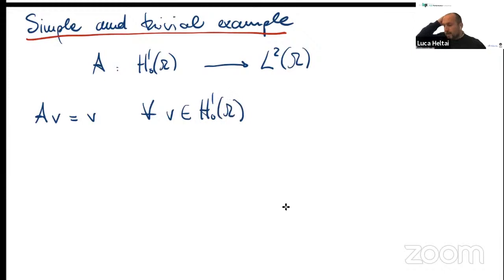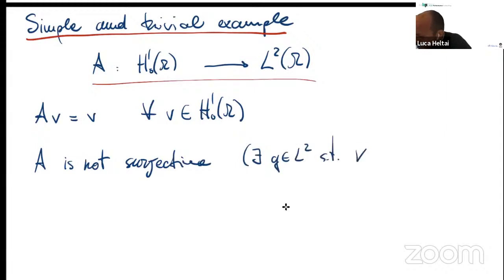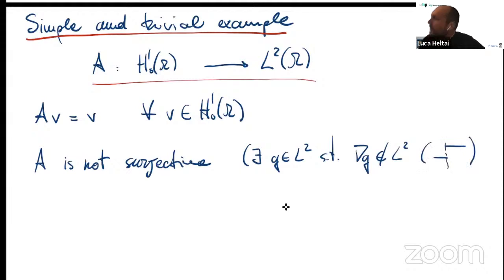Now, of course, this is the simplest possible example that one can think of. And we have an issue here. The main issue is that if you look at A, it has a few properties. So first of all, A is not surjective. And this is because there exist functions G in L2 such that the gradient of G is not in L2. Okay, for example, if you take a function which is continuous, this is the case.